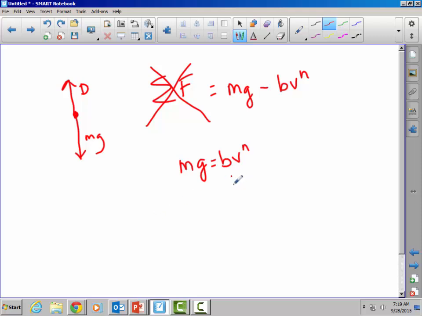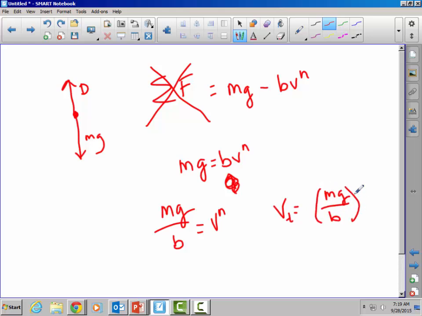So let's rearrange this formula to solve for V. So we get mg over b equals v to the n. And then we're going to take the inverse power of n from both sides. And we end up with a terminal velocity formula that looks like this. So the bigger your b value, the lower the terminal speed. Right? Bigger b, lower terminal velocity.